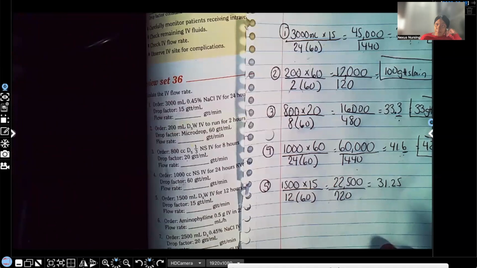31.25. Can we leave it like this? Absolutely not. It has to be a whole number. So let's look at what's in that tens place behind the decimal, a 2. That's less than 5. So we're going to keep that 31. Our correct answer is 31 what? Drops per minute. That is our answer, guys.